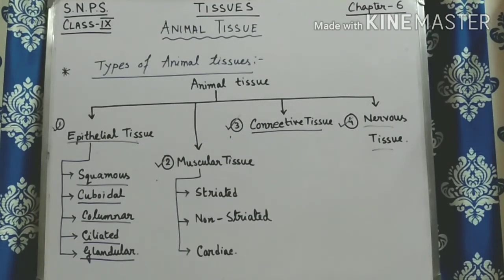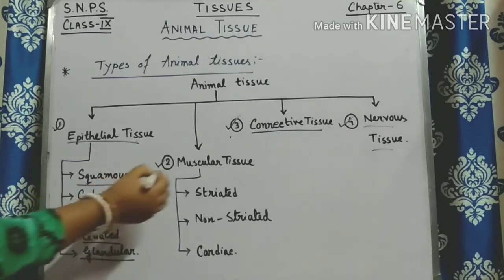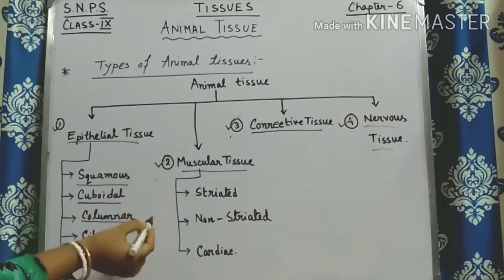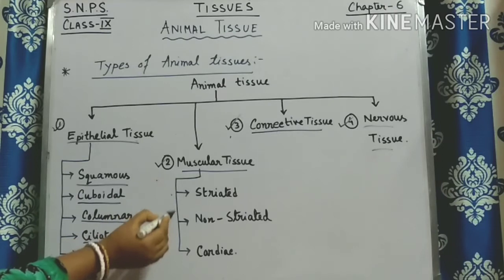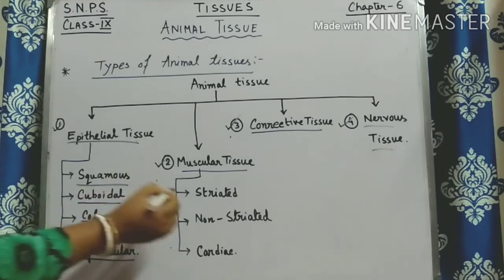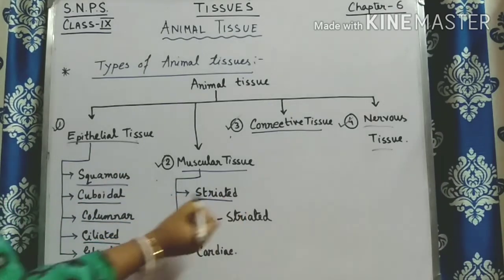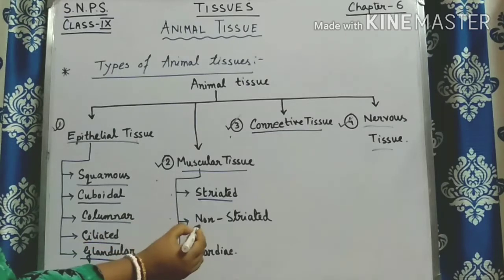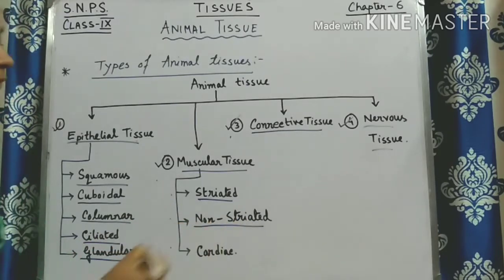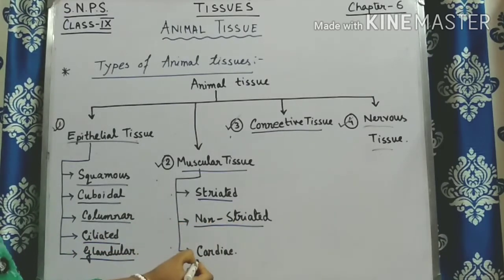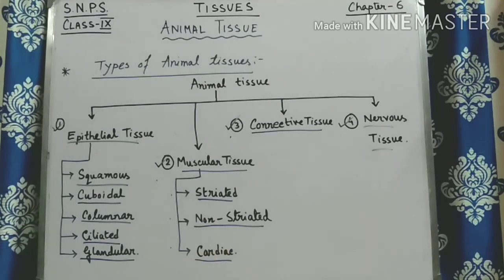The next type of animal tissue is muscular tissue. Here you can see that there are 3 types of muscular tissue. The first one is striated muscular tissue. The second one is non-striated muscular tissue. And the third one is cardiac muscular tissue. So here we have seen that there are 3 types of muscular tissue.